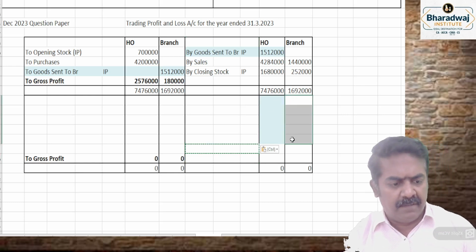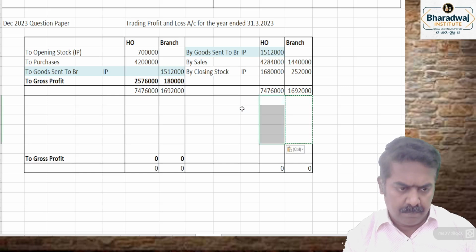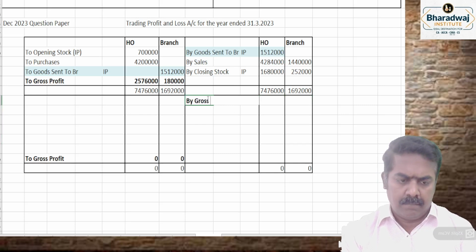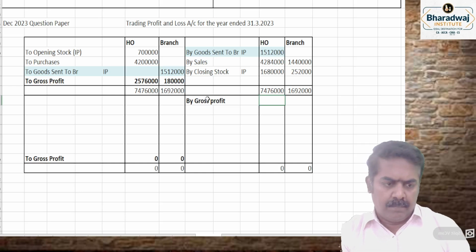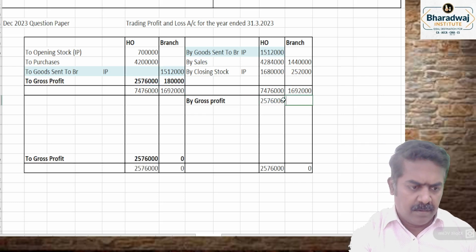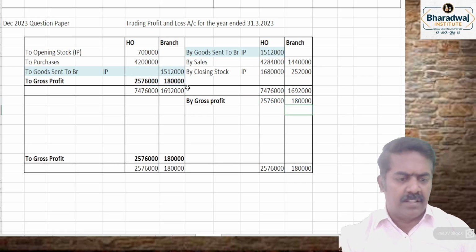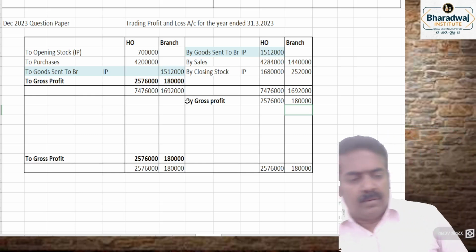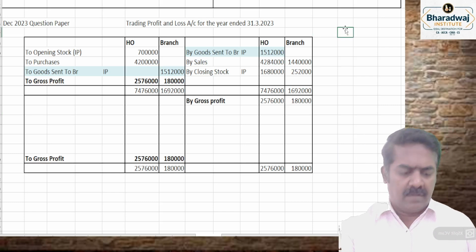Pick up this, then we will continue. By gross profit, you will get. Please remember, we are not doing stock or adjustment account, etc. We are just doing which one? Trading P&L account. Wait, if cost is how much?